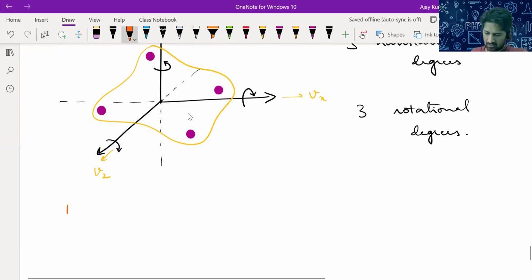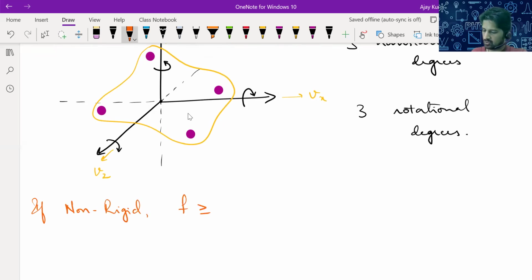But let me just mention it. If it is non-rigid, then the degrees of freedom will be more than or equal to 8. 6 will be there, 3 translational, 3 rotational. Then for every bond that can vibrate, 2 more additional degrees of freedom will get added. So 6 plus 2, 6 plus 4, 6 plus 6. So any number 8 or above is possible. 8, 10, 12, like that.